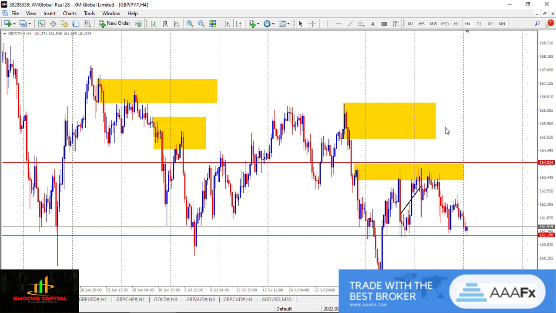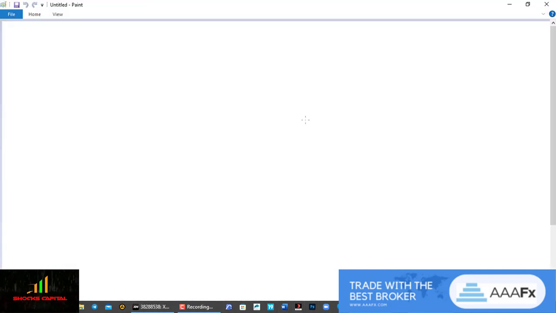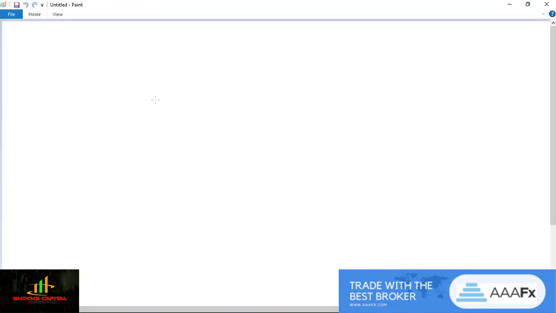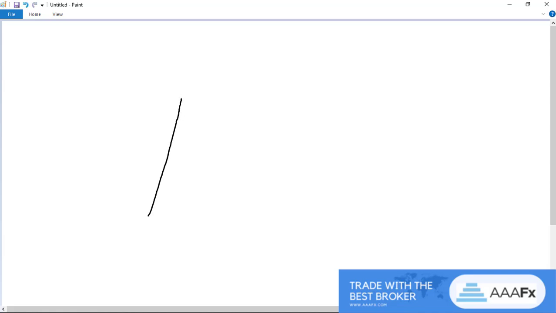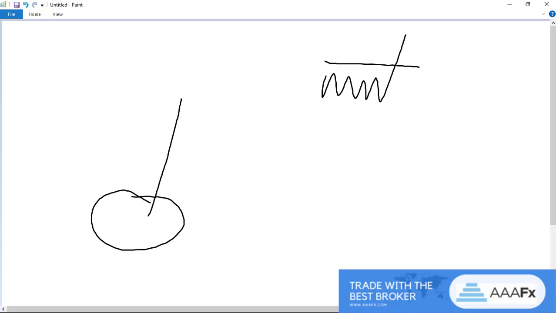So number one, you look for order blocks on the higher time frame. So what is an order block? Before we go any further, let me just explain what I mean by an order block. Whenever you see an aggressive move in the market like this, you just go down to where that move would have started from. You are likely to see something like this, where you are going to see some consolidation before the explosive move takes place.